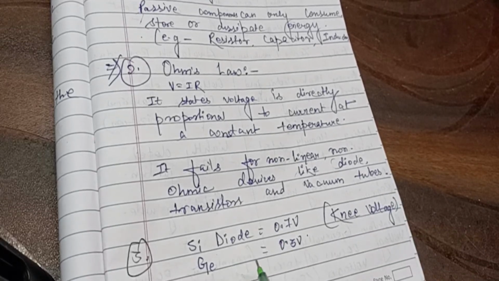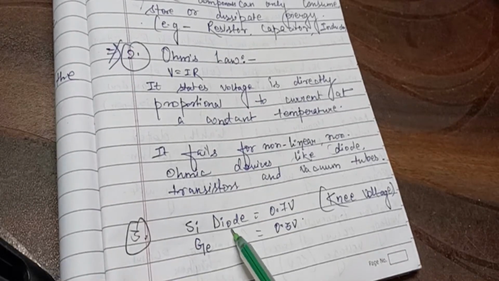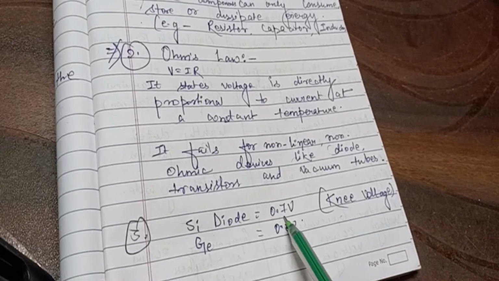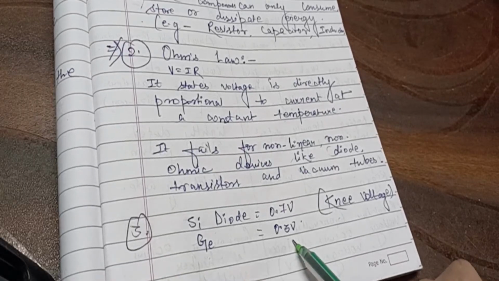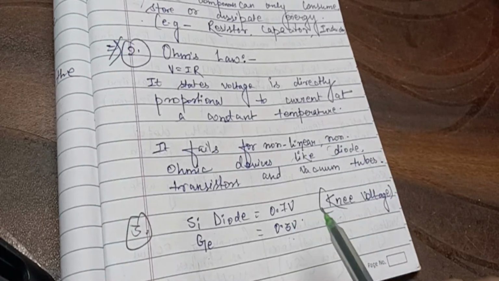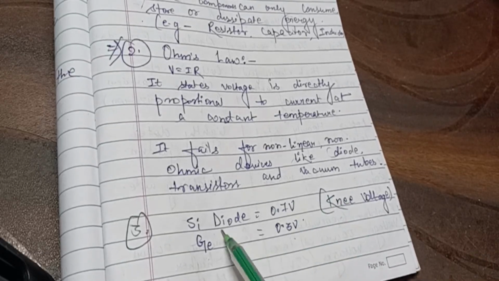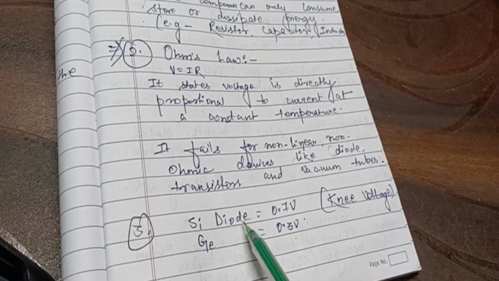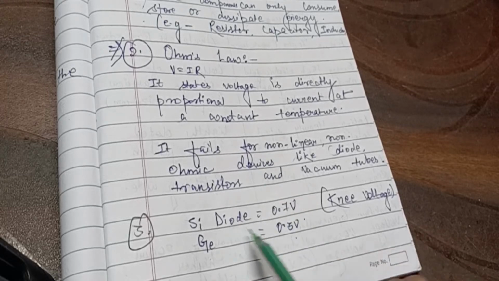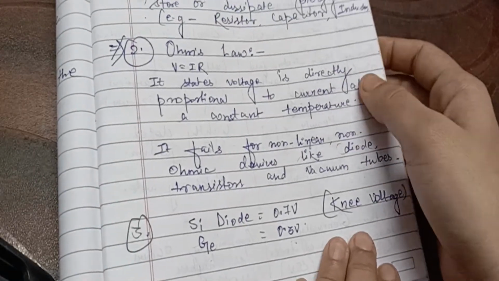Now, in a diode, basically we use silicon and germanium. So, for a silicon diode, the knee voltage is 0.7 volt, and for germanium, the knee voltage is 0.3 volt. What is knee voltage? Knee voltage is that threshold voltage after which the diode starts to conduct, and there is an exponential rise in the current. So that is the knee voltage. After this voltage, you'll get the exponential rise in the current.